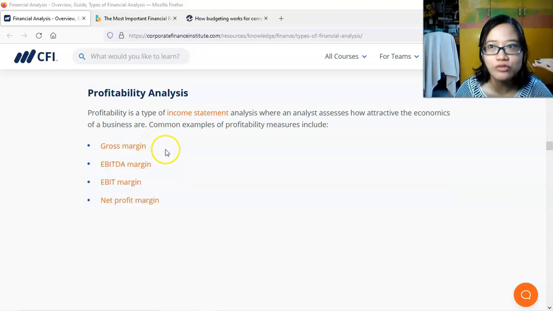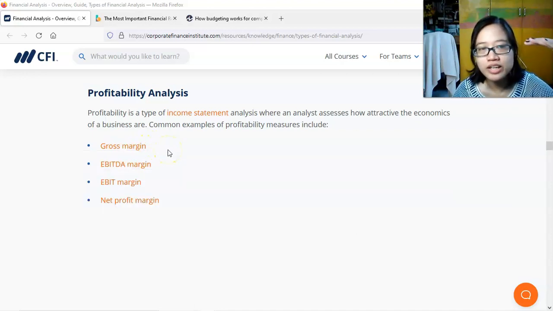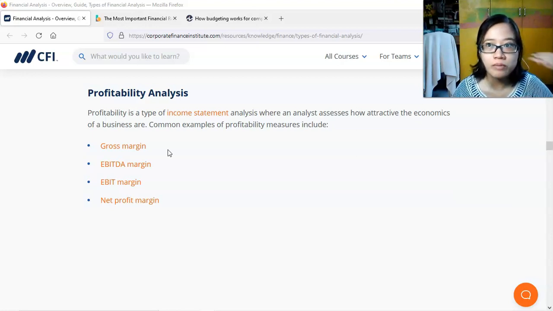So, for example, revenue 100, tapos yung direct cost, yung ginastos nyo sa pag-produce ng products or service na yan is, let's say, 50. Okay, so you have gross margin na 50 din. Okay, so in a way, parang 50%. Okay, so yan.